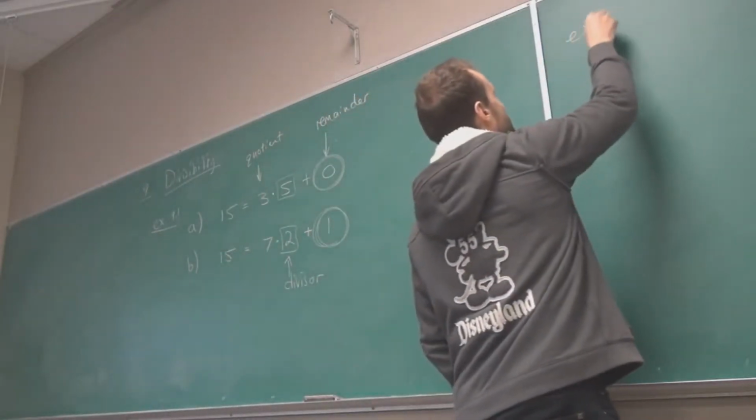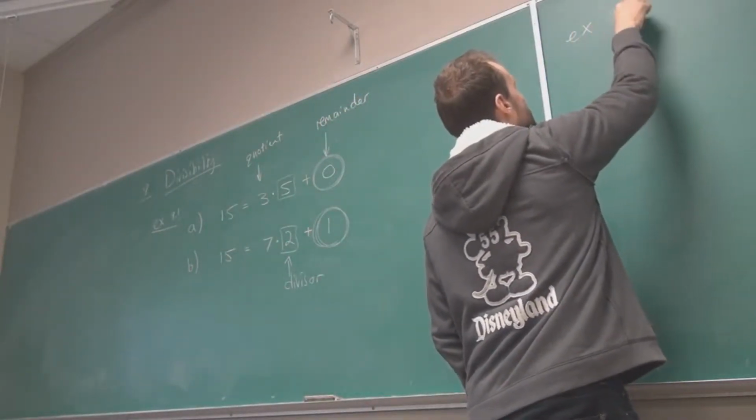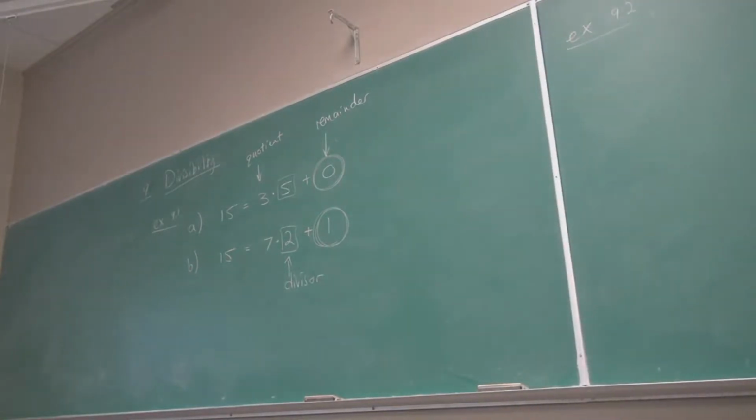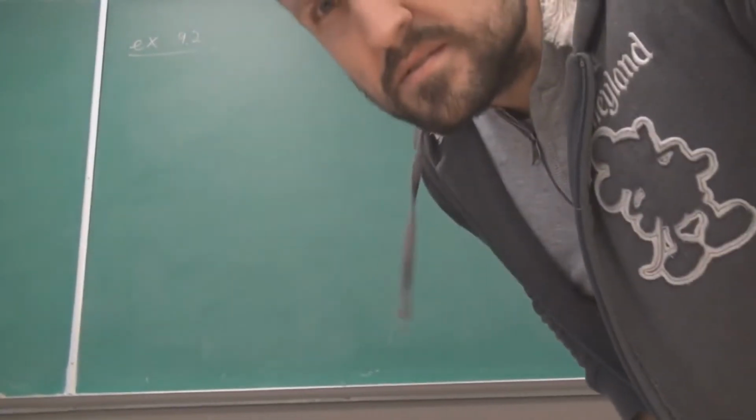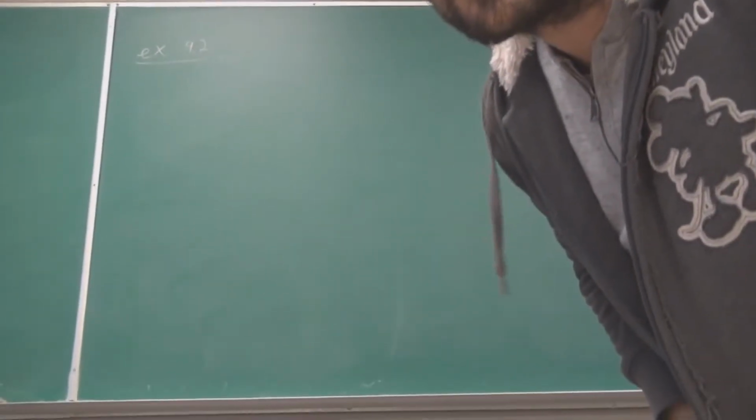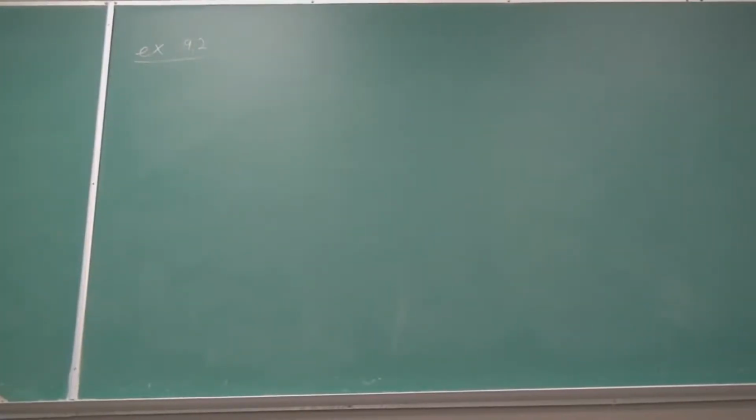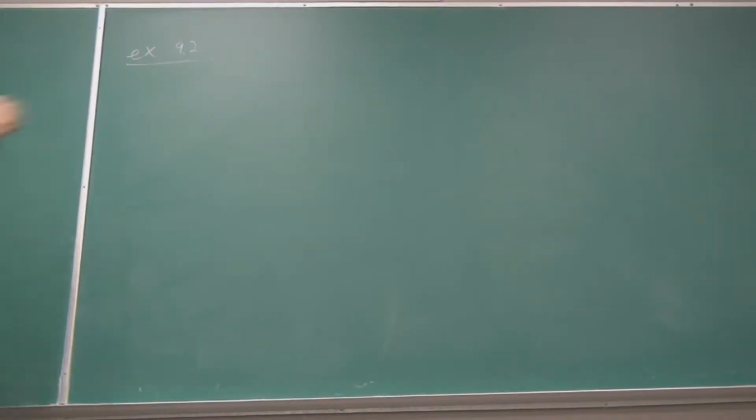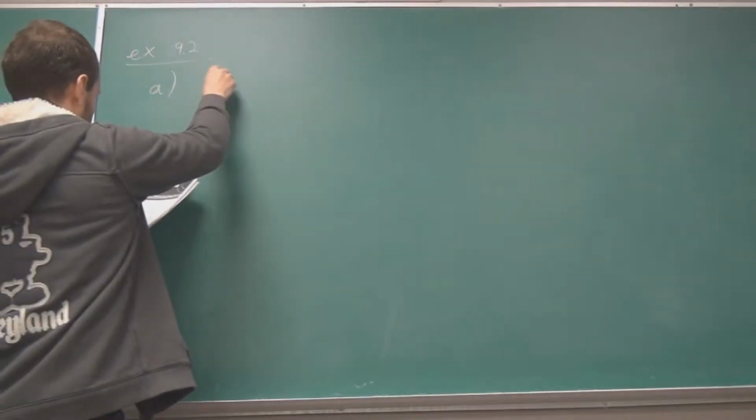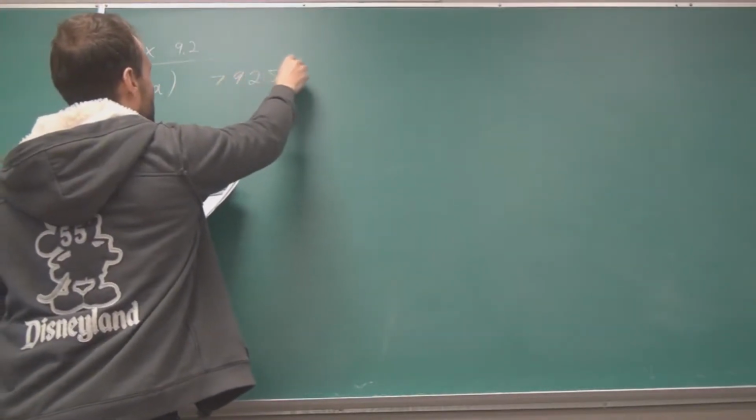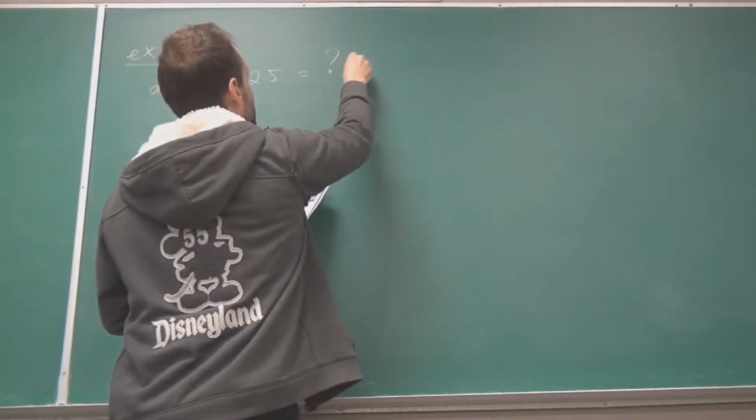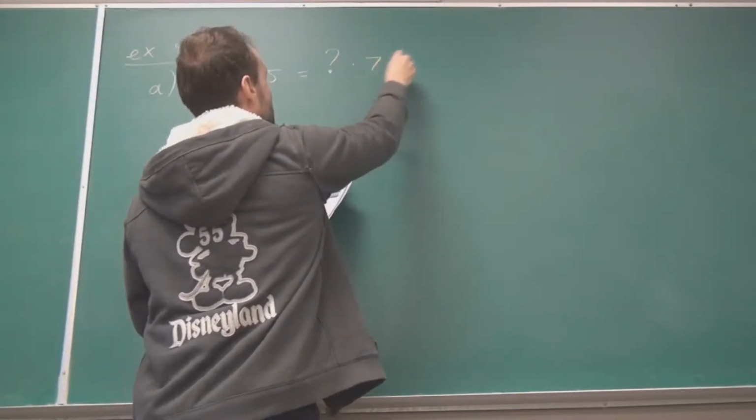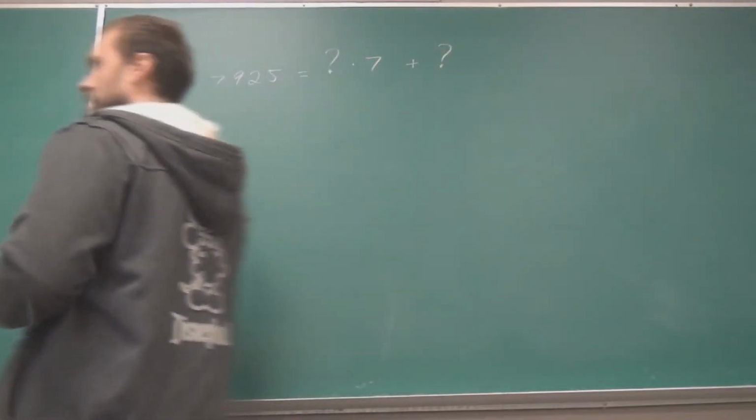In exercise, I guess it is 9.2. I want to make sure my numbering is correct. There we go. 9.2? Yeah. So I'm going to take this with me because terrible memory. In A, 7925, and we're trying to find the quotient using 7 and how much is left over.